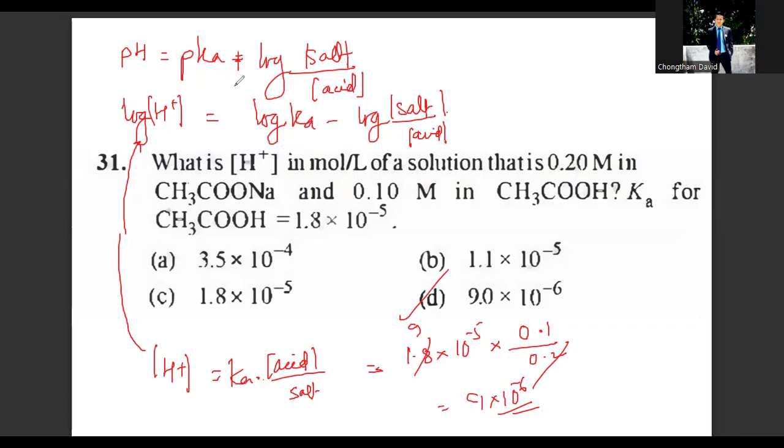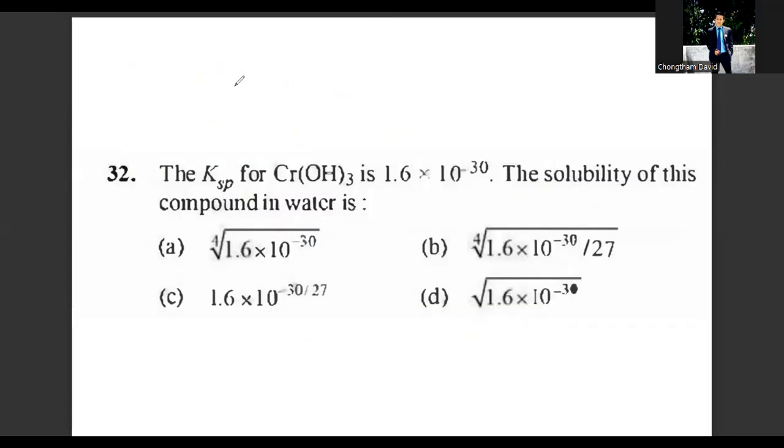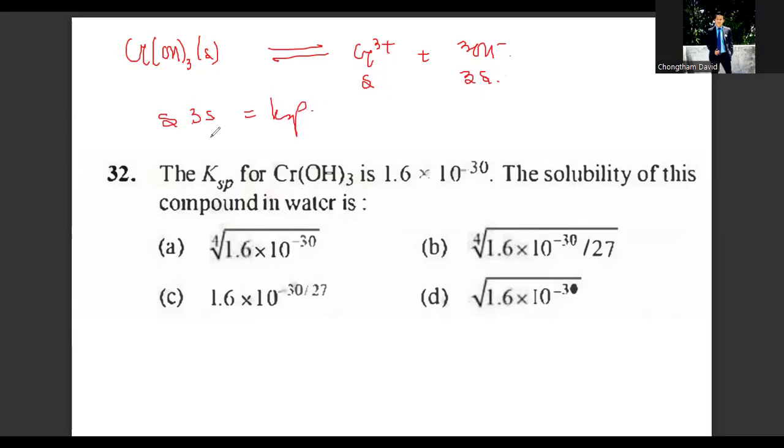32. The Ksp for chromium hydroxide is 1.6 into 10 to the power minus 30. The solubility of this compound in water is. So chromium hydroxide gives chromium ion plus 3 hydroxide. These are in the aqueous state. So if I consider S as the solubility, and 3S for hydroxide, simply multiply these and you get the Ksp value. What is the cube of 3? It is 27. The answer will be 27S to the power 4 for Ksp.